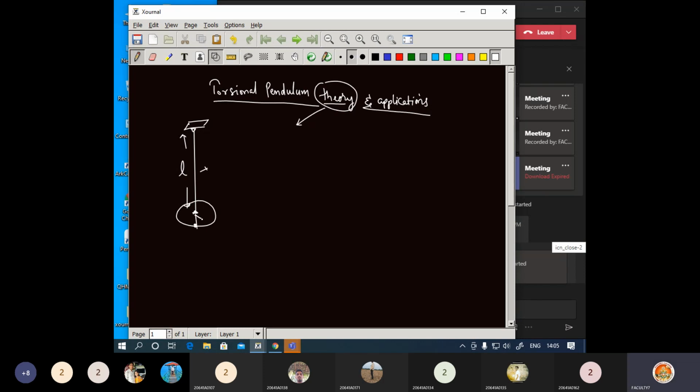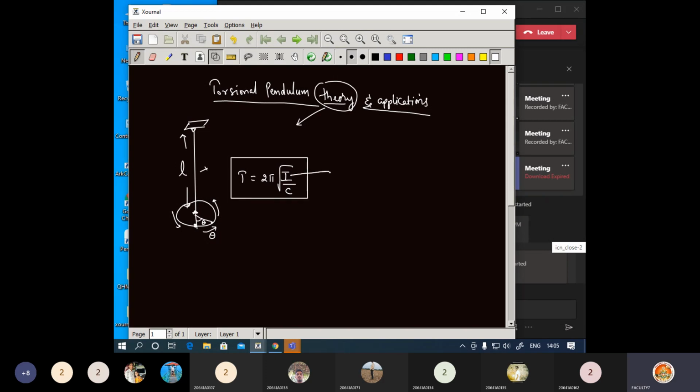Now here some angular motion you are going to get, taking this as theta, the angular displacement. Due to the application of the couple, you are going to get this angular displacement theta, and thereafter you had considered the oscillations and you got the expression for the time period. So T, you got it as 2 pi root I by C. So this was the expression you got.